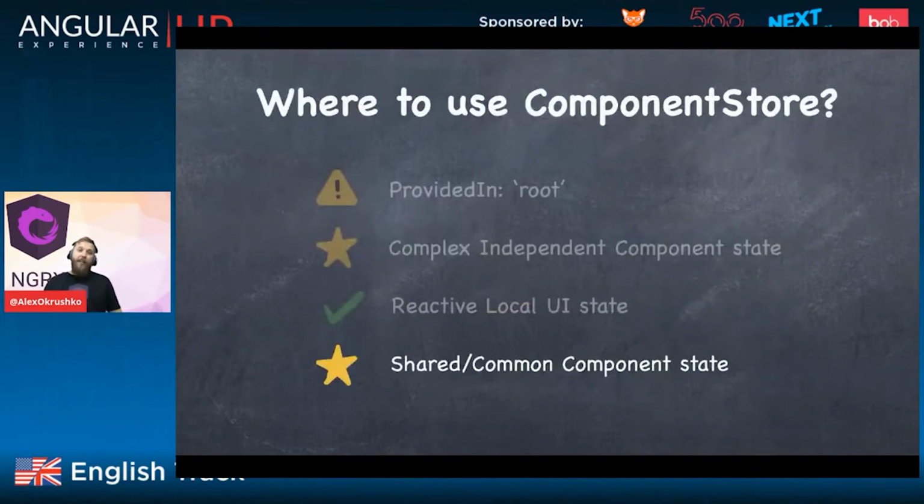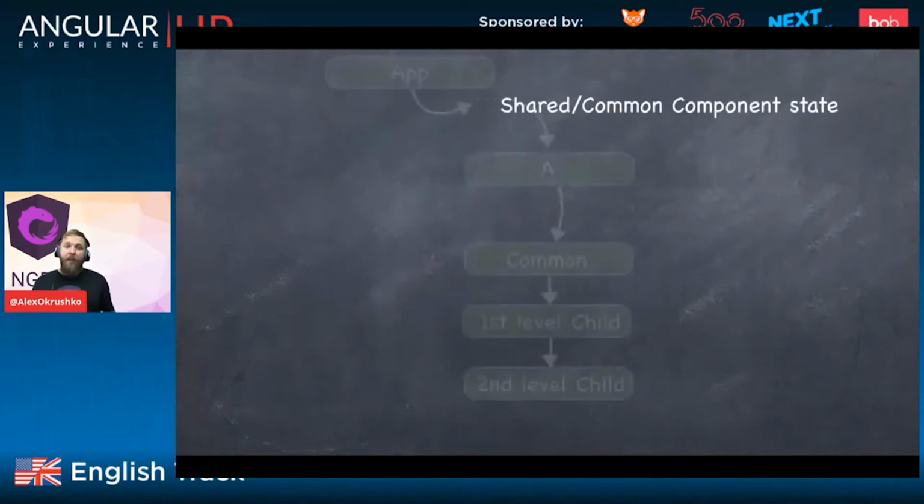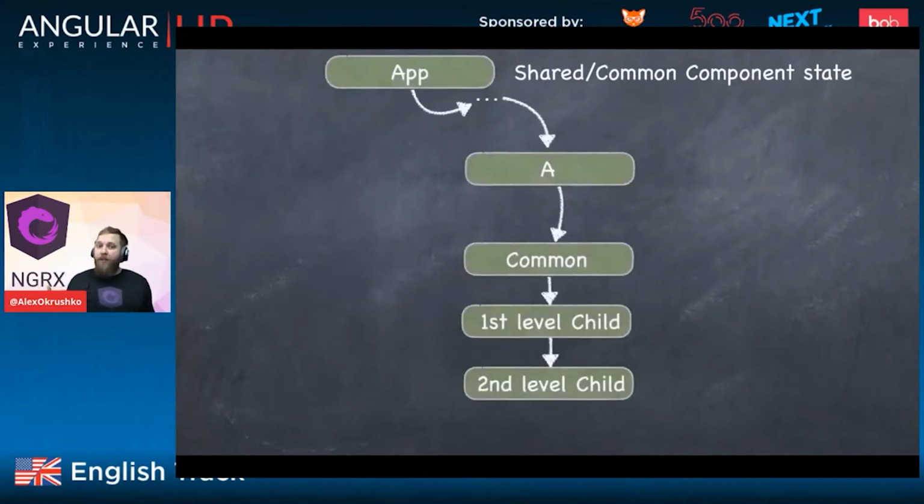And last one, shared or common component state. I put the star in there because that's how component store was created to begin with. This is the use case that drove it across the line to actually get there. And this is a very typical use case. So we have an app, right? We have component A, and we have a common component. And this common component could be on multiple pages. It could be even on the same page multiple times.